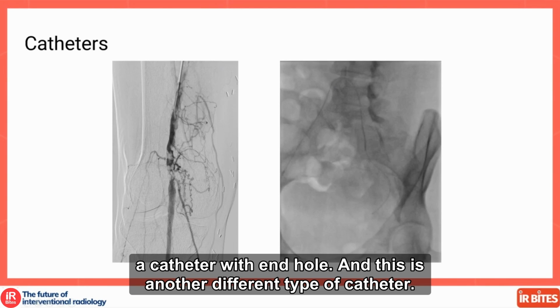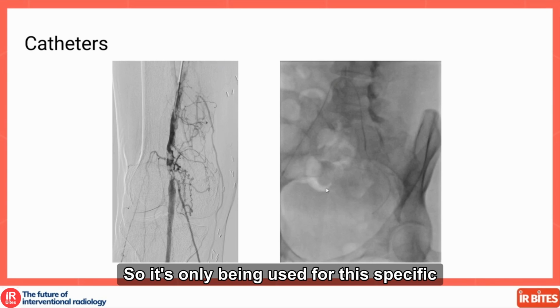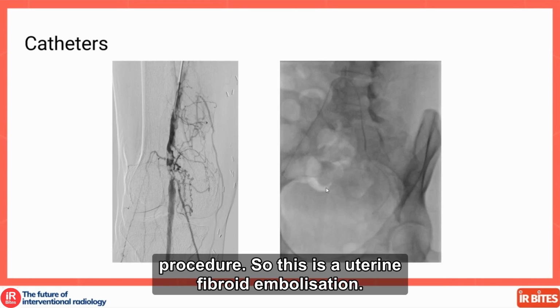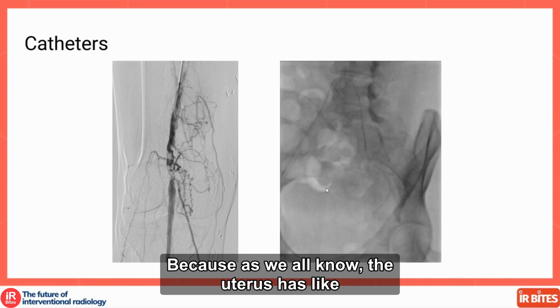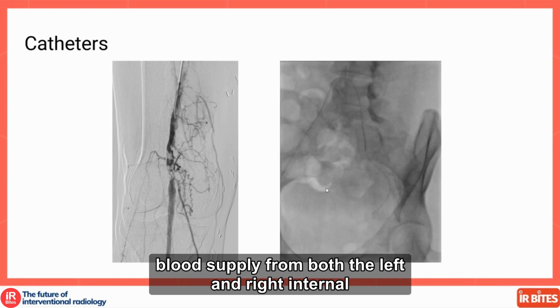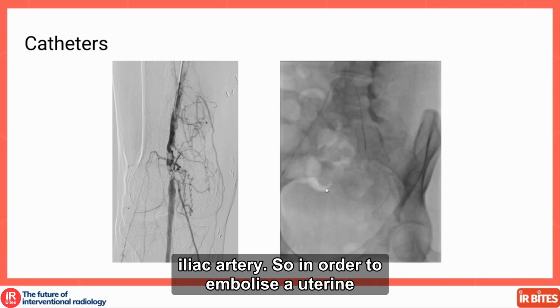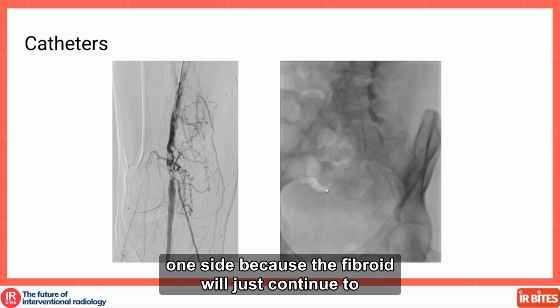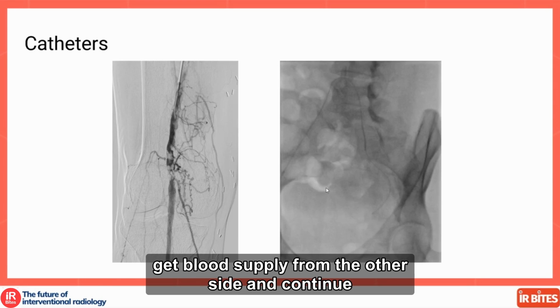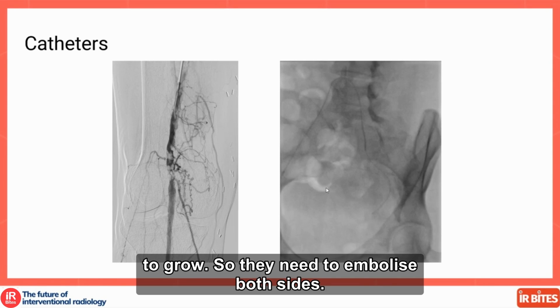And this is another type of catheter, only used for a specific procedure. This is a uterine fibroid embolization. In IR, we try to keep everything as minimally invasive as possible for the patient. As we all know, the uterus has blood supply from both the left and right internal iliac arteries. In order to embolize a uterine fibroid, it would be futile to embolize just one side, because the fibroid would continue to get blood supply from the other side and continue to grow. So they need to embolize both sides.